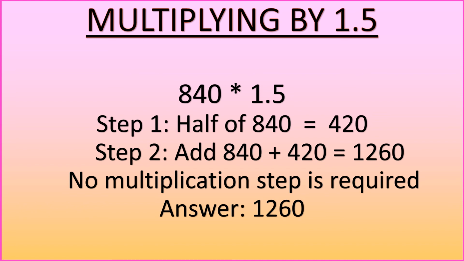Here we have taken an example of 840 multiplied by 1.5. In the first step, we take half of 840, which is 420. In the second step, we add 840 and 420, which is 1260. We need not multiply this answer by 10, 100, etc. Hence, the final answer is 1260. Very easy, isn't it?